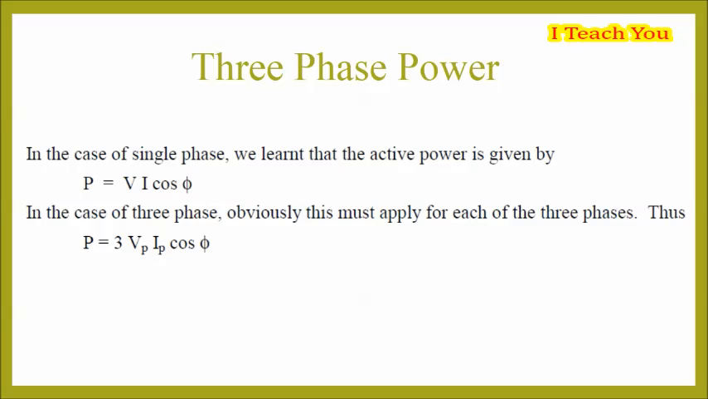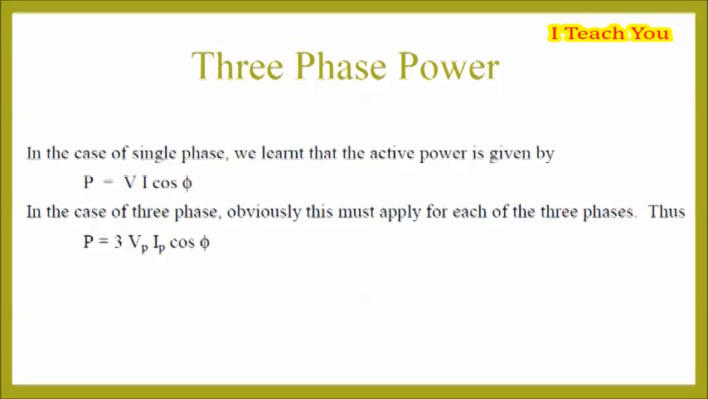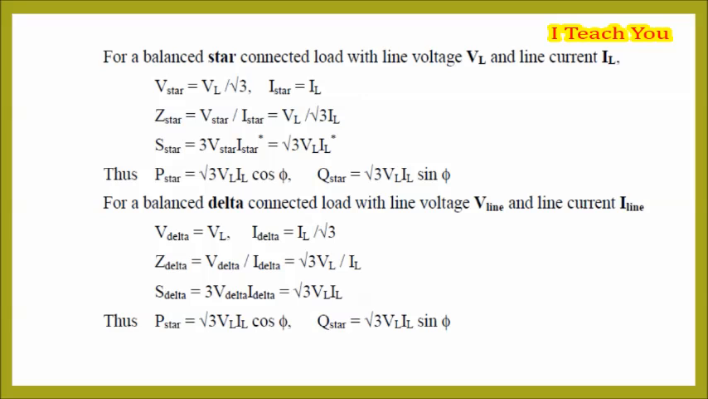For a balanced star-connected load with line voltage VL and line current IL, V star equals VL over square root 3, I star equals IL. Z star equals V star over I star equals VL over square root 3 IL. S star equals 3 V star I star asterisk equals square root 3 VL IL asterisk. Thus P star equals square root 3 VL IL cos phi, Q star equals square root 3 VL IL sin phi.